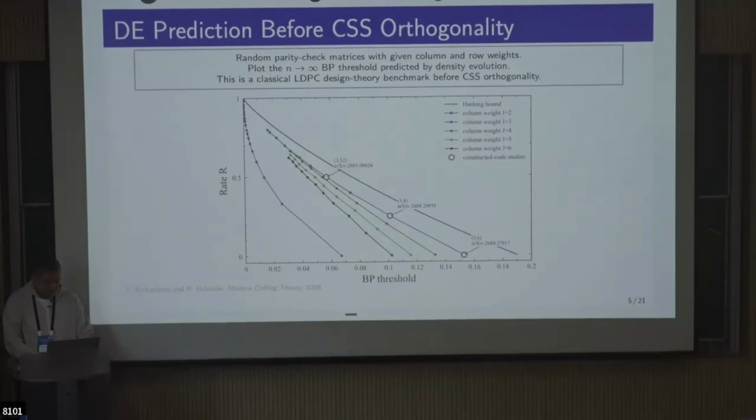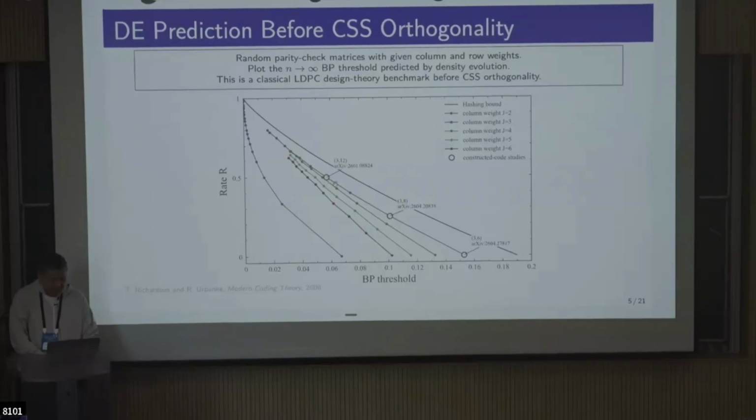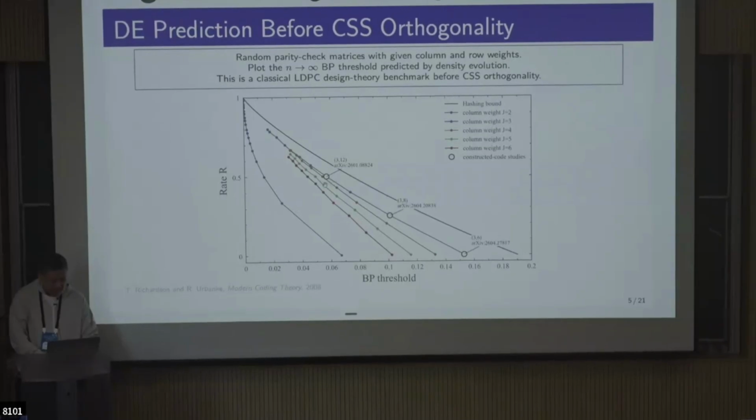So this is not a valid construction of CSS code yet. It's a reference for the waterfall behavior we would like to preserve. The horizontal axis is the BP threshold, and the vertical axis is coding rate. The main point is that the column and the row weights move the BP threshold. If we change the column weight and row weight, that changes the threshold and the coding rate.